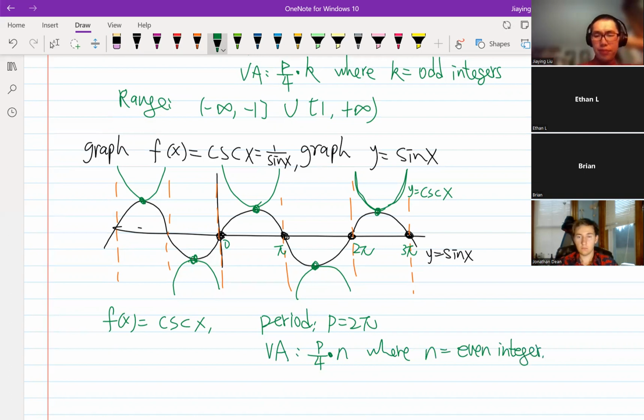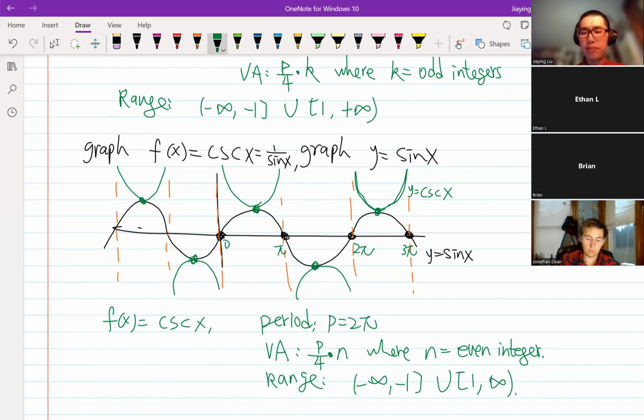And then the range is just like the secant of x. It's going to be from -infinity to -1, and also from 1 to infinity.